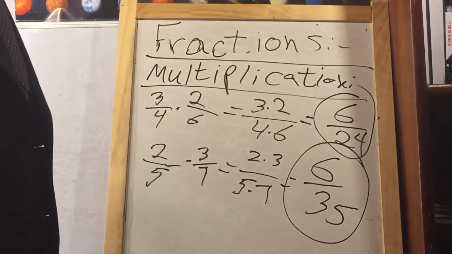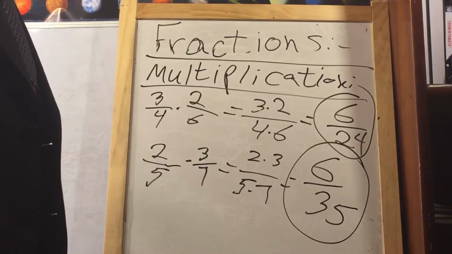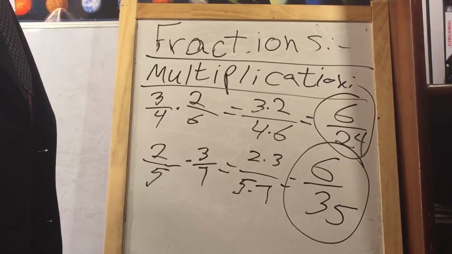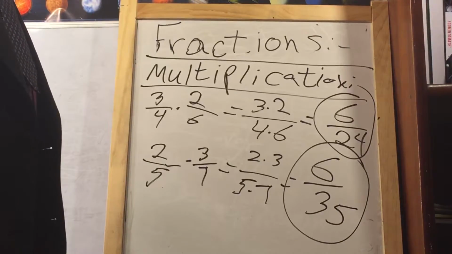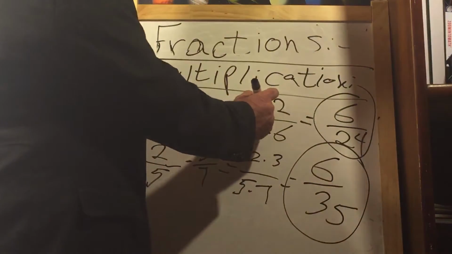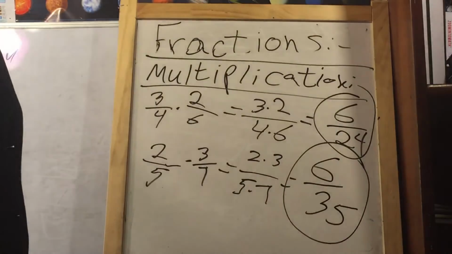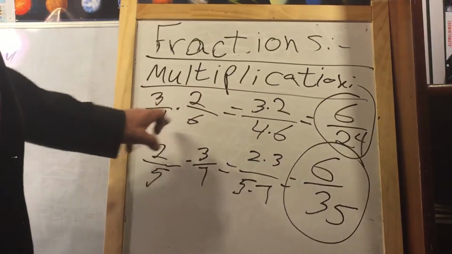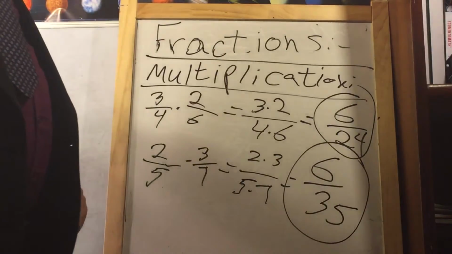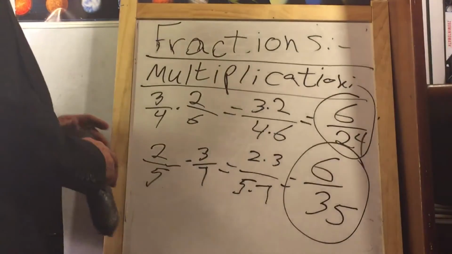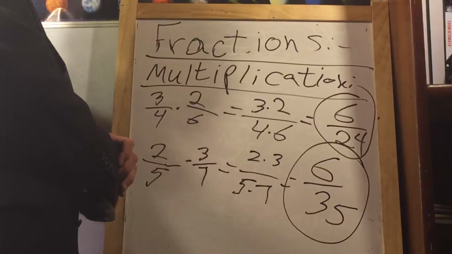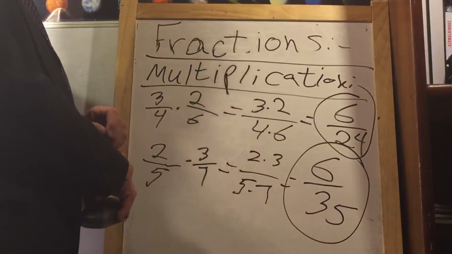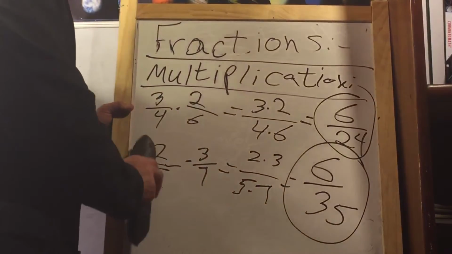6 over 35. If you need to rewind the video, you can. And that is your multiplication of fractions: 6 over 35. Simply multiply this by this over this by this. That's it. Very easy. Now, you got that written down? All right. Good job.